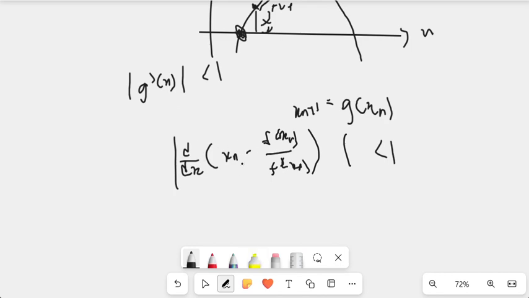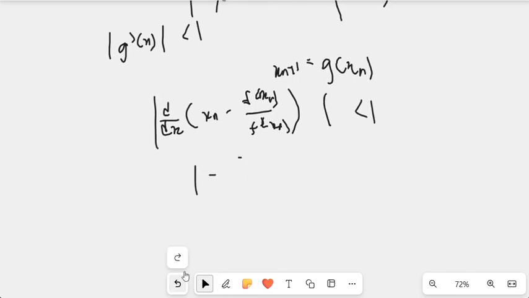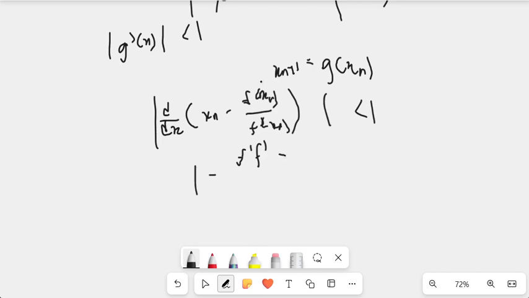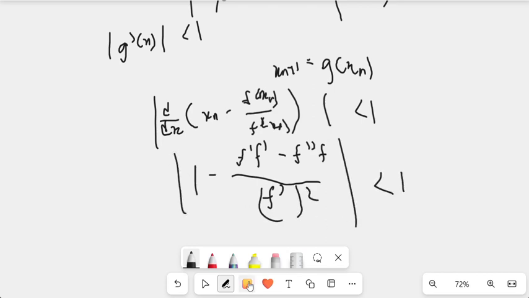This is very easy. You will get 1 here because x is x, and when you take the derivative you get 1 minus. This is just a simple quotient rule. You take the f prime up, you get f prime, and you take the first derivative of this, which is also f prime. They are the same. You put a minus, and then you need to take the derivative, so this f prime becomes f double prime. You get f over f prime squared. Take the absolute value. It should be less than 1.